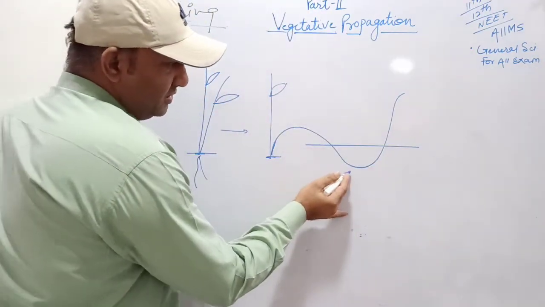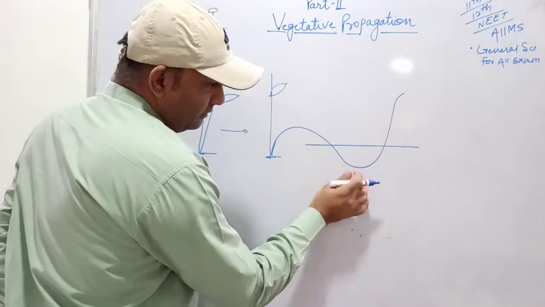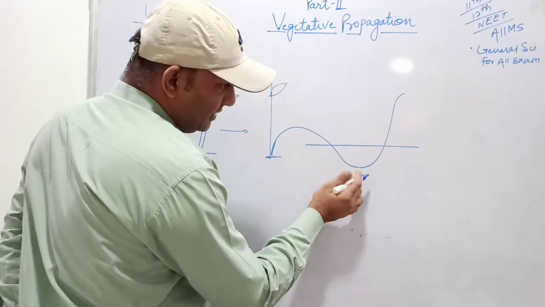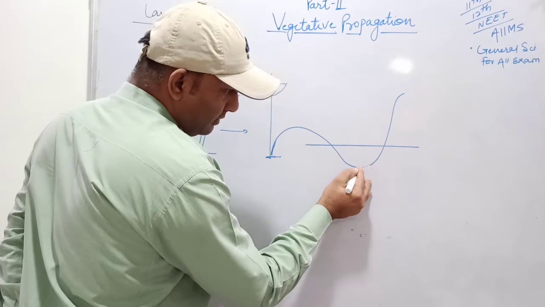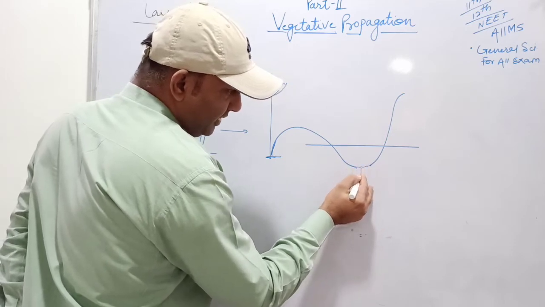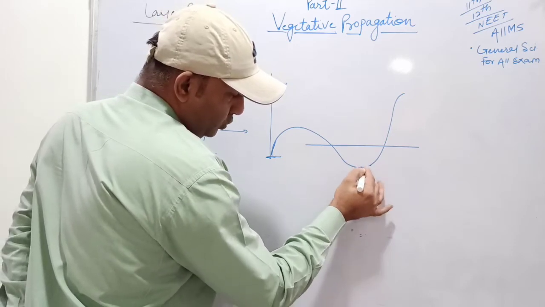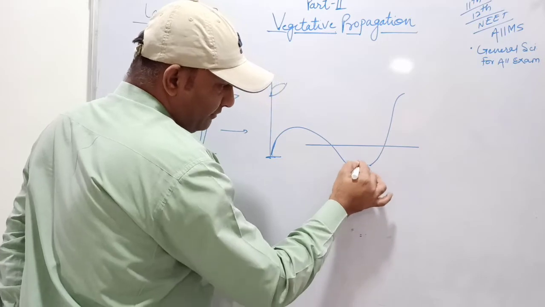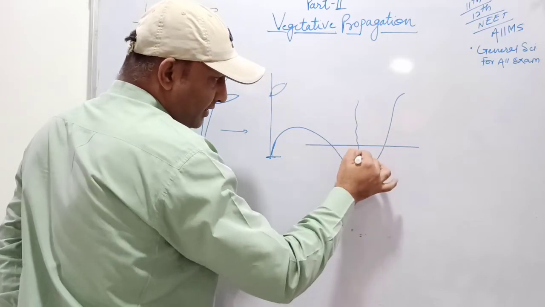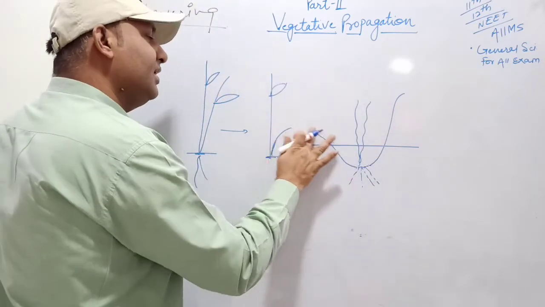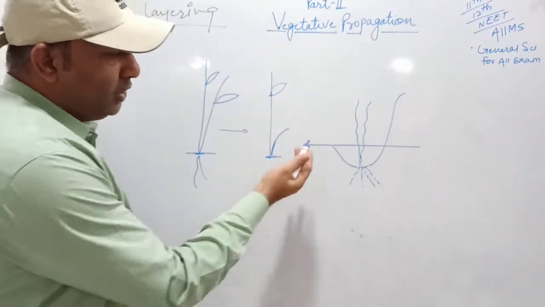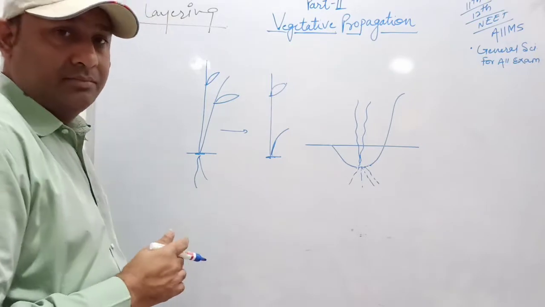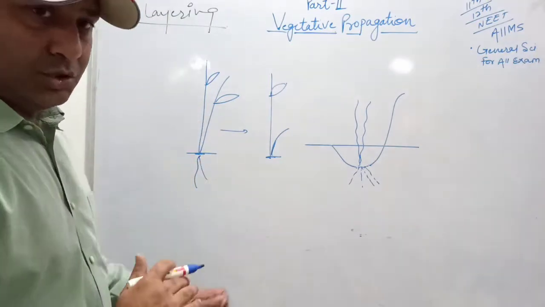The part which is in the soil is injured by some instrument so that this part develops roots, and after a few days the plant develops the shoot system. At that time we cut this part from the parental plant. We obtain the new plant by layering. Clear? So it is a method of layering.